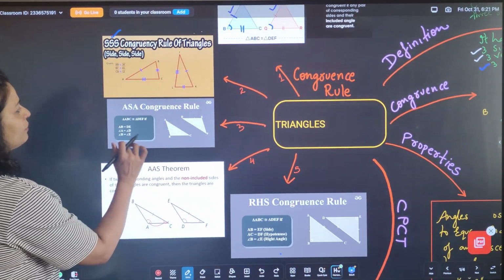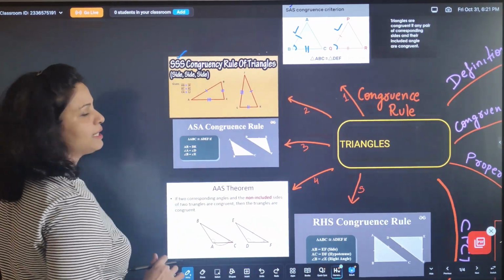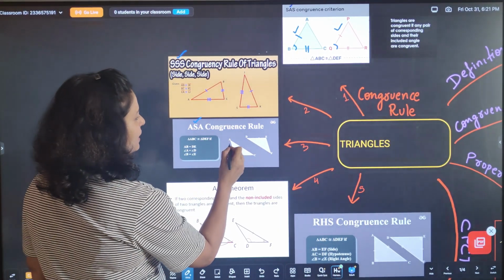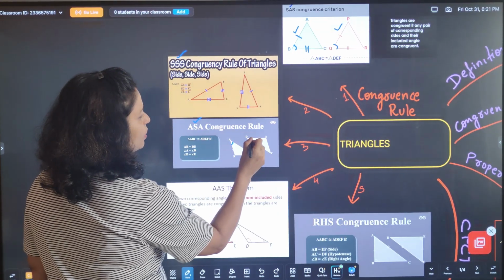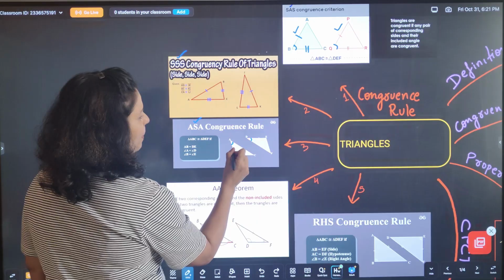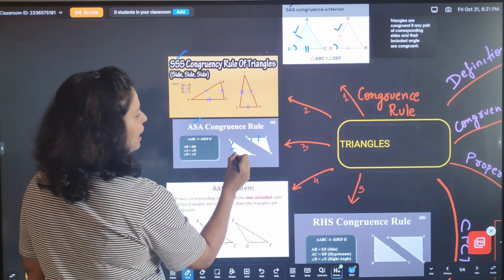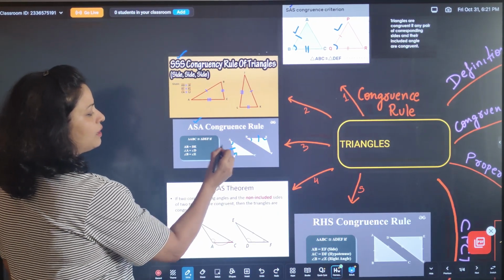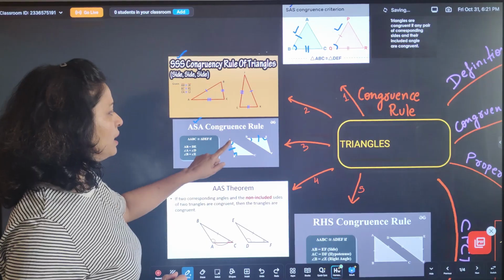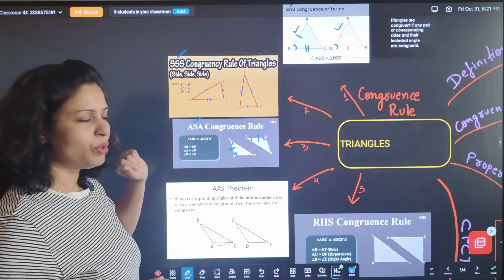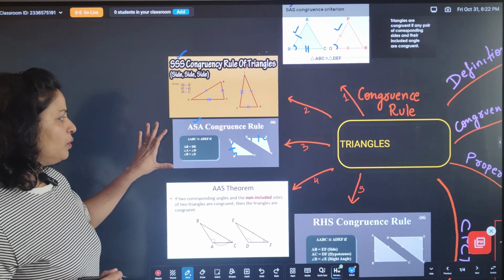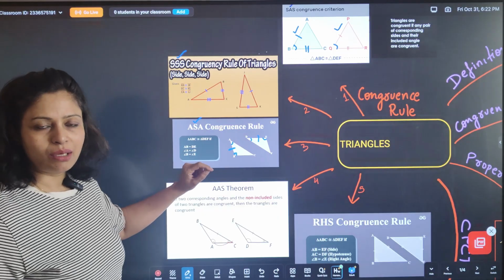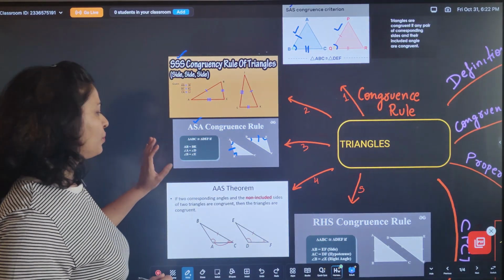The third rule which you studied was the ASA rule. Here the side is the included side. Here you can see that angle A is equal to angle D, AB is equal to DE and angle B is equal to angle E. So you see that this side is the included side. Between the two angles you have this side which is included between the two angles. So this congruence rule is applicable to that scenario where you have the included side between the two angles. This is the ASA congruence rule.